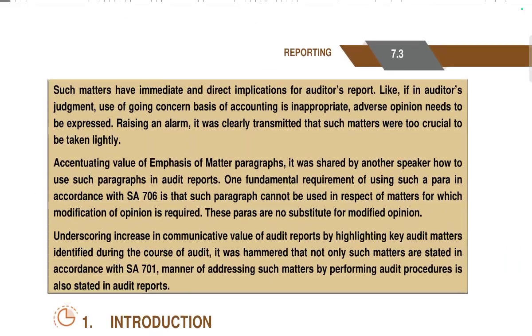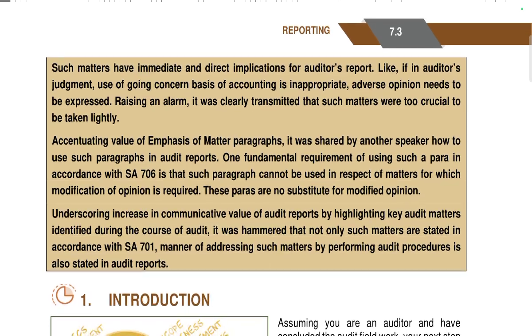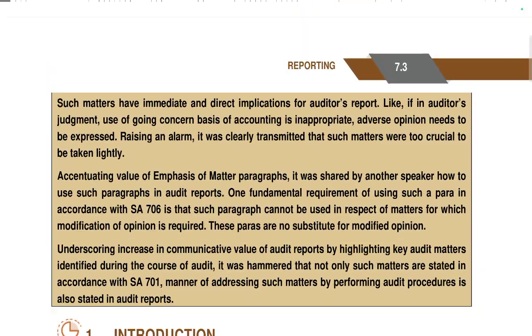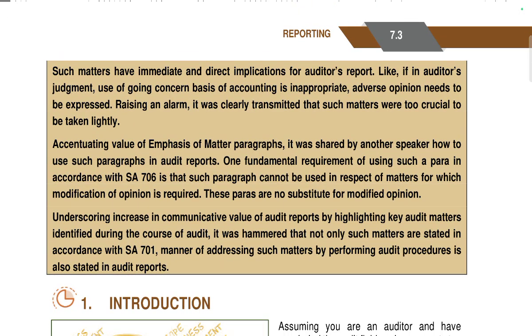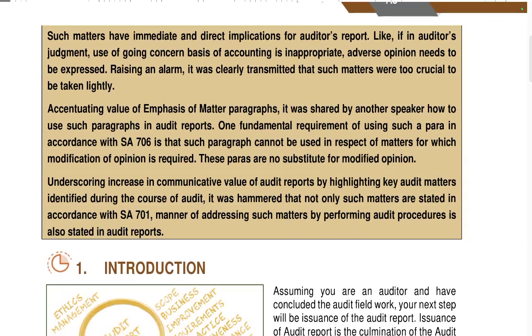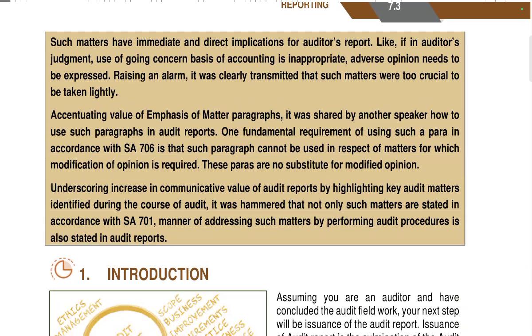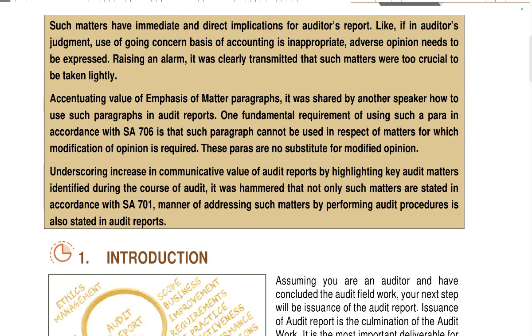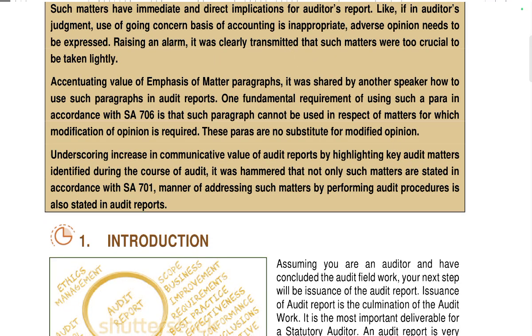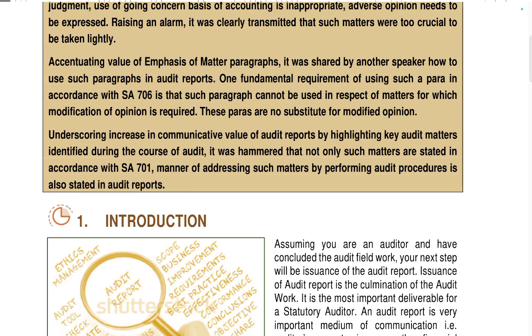In the auditor's judgment, the use of the going concern basis of accounting must be appropriate, as well as the opinions that need to be expressed. Raising the alarm, it is clearly transmitted by the matter, which means a crucial need to act quickly. On ascertaining the value of the emphasis of matter paragraph, it is shared by another speaker how to use such a paragraph in the audit report, along with other fundamental reporting, in accordance with SA 705.